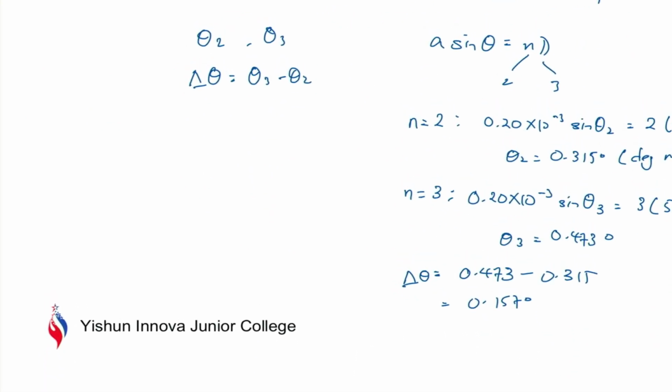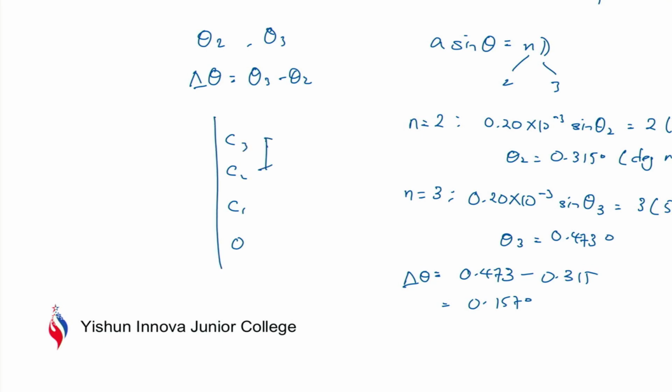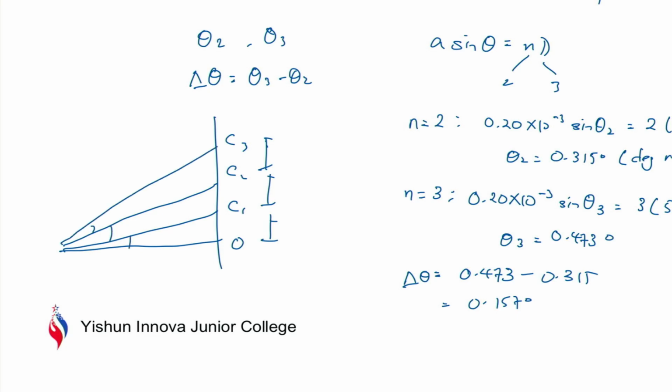if you look at your diagram, your 0 is here, your C1 is here, your C2 is here, your C3 is here along the screen. All this distance is the same. So basically the angle from the source will be this way. Each angle will be the same as well. So you can just work out what's the angle, what's theta 1.